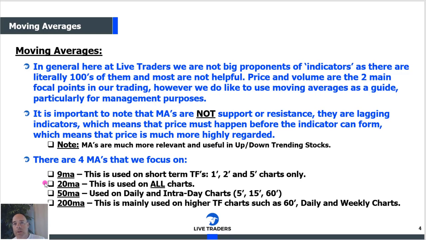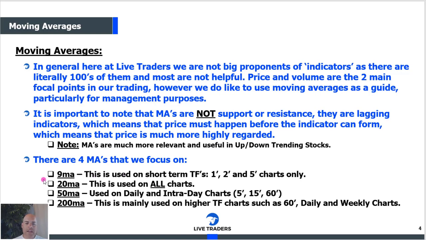If you're a swing or a core trader sitting on weekly and monthly charts, I'd probably have the 50 MA and the 200 MA on there. Now, if you're trading 5 and 15 minute charts, the 20 and the 50 are probably going to be your best bet. So the 20 can be used on all charts, as it says.